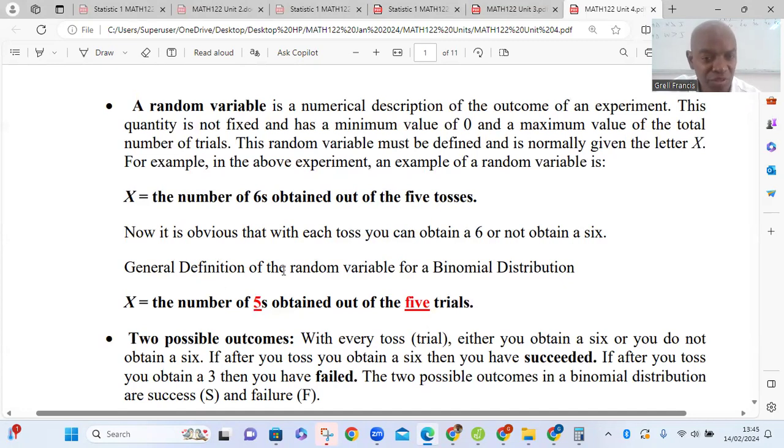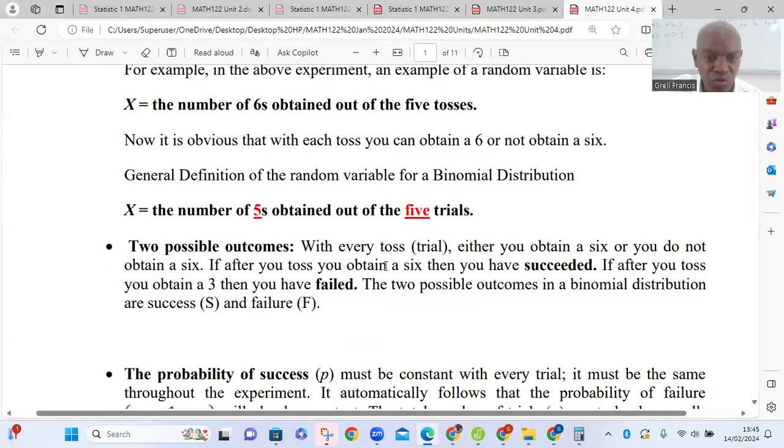So the general definition of the random variable for a binomial distribution: X is equal to the number of 5s obtained out of the 5 trials. For example, that's another random variable, the number of 5s obtained. So with each toss, you can either get a 5 or not get a 5, success or failure. So two possible outcomes with every toss or trial, either you obtain a 6 or you do not obtain a 6. So that's just repetition of what we have just said.